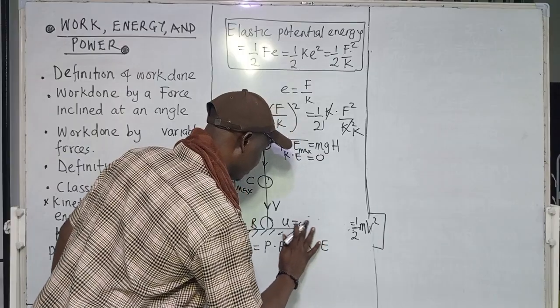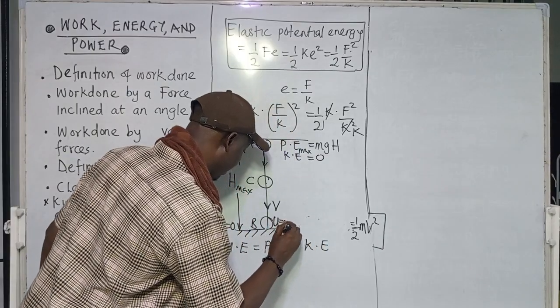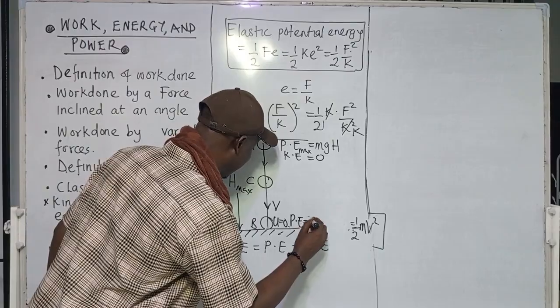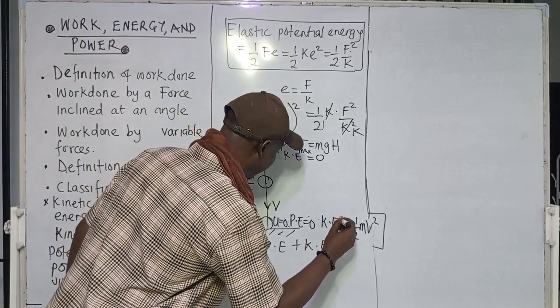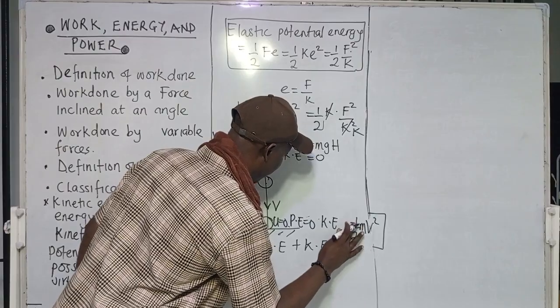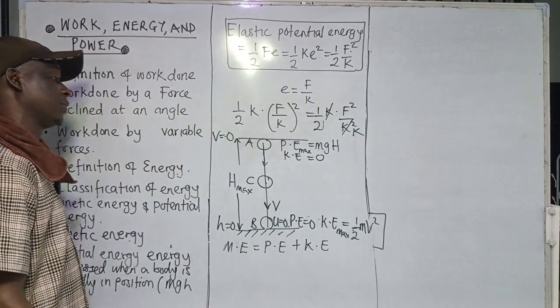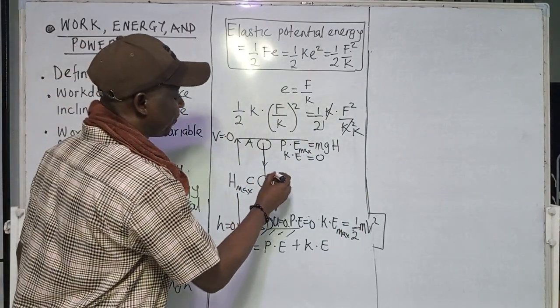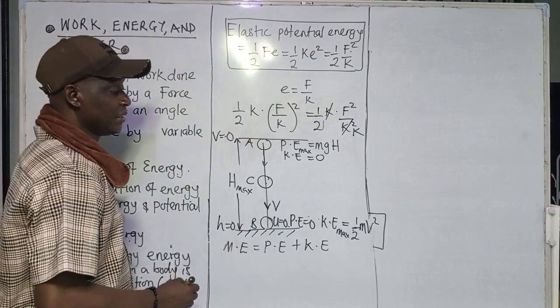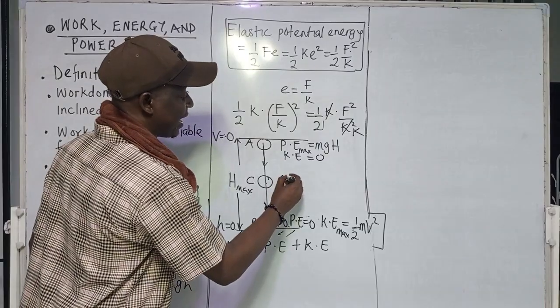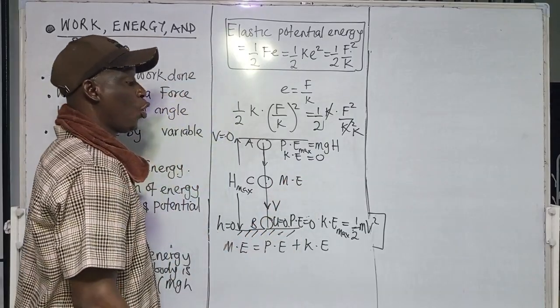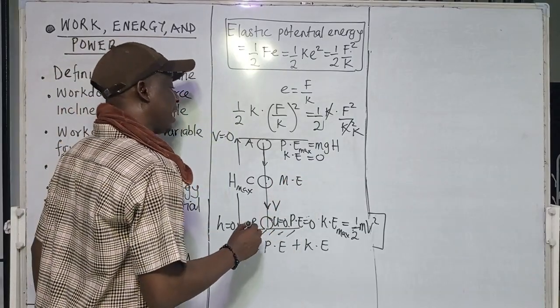Let me put it this way: U is equal to 0, potential energy is 0, while kinetic energy is maximum and equal to half mv squared. Now, what about at point C? Both are what we call mechanical energy. Although, how do we calculate something? Let me show you something here.